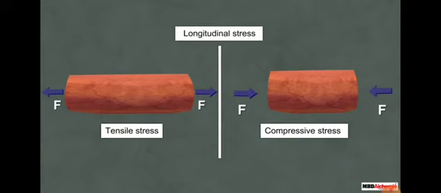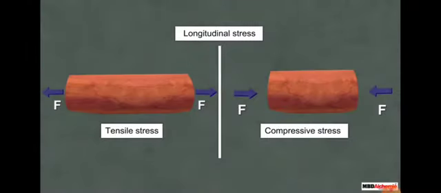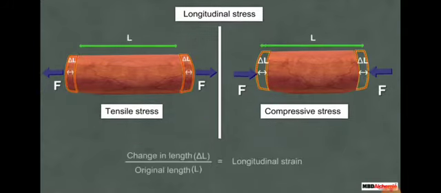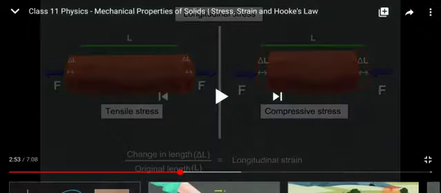Here also you can see a clear understanding from the animation of tensile stress and compressive stress. In both the cases, the length of the object is changed and the ratio of the change in length delta L to the original length L is known as the longitudinal strain. Here you can observe they are explaining the strain. Here delta L is the change in the length or a decrease in the length. So the change in length by original length is indicated by longitudinal strain.